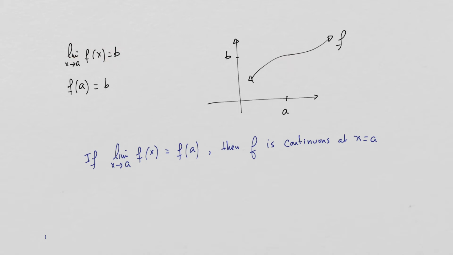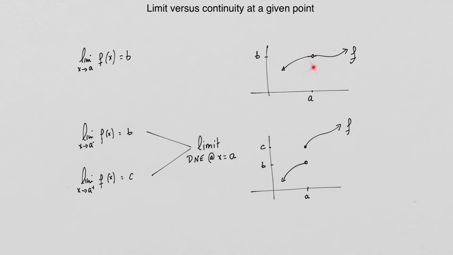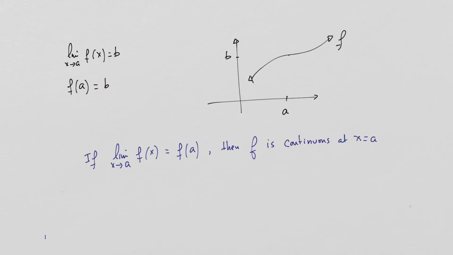However, if I ask you what is f of a, in here, f of a did not exist. There is no f of a. F of a does not exist. But in here, f of a is b. So we know the limit exists. Why? Because we got one single unique real value. And f of a is b.